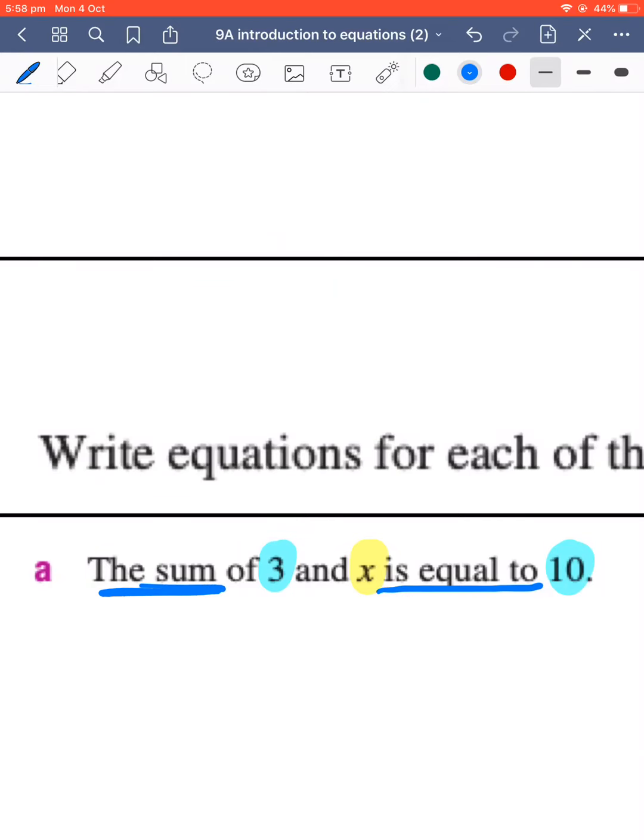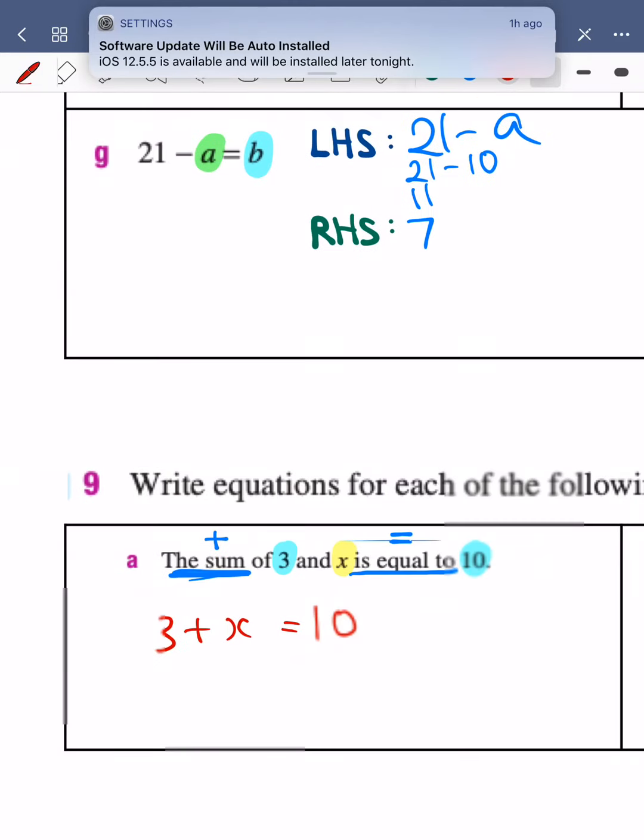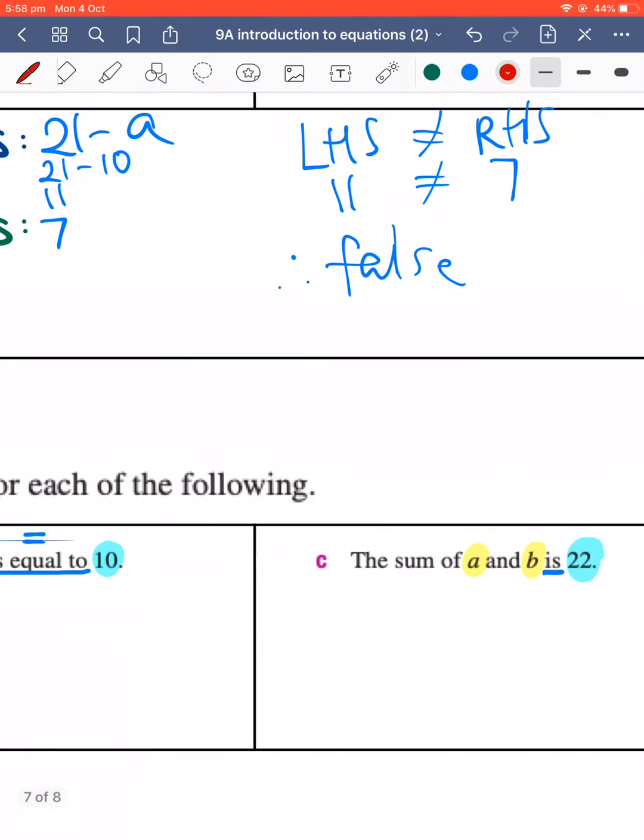So I've got here the sum. Sum means I am adding. The sum of 3 and x is equal to. So that statement, is equal to, actually means the equal sign. So I can now write my answer of 3 plus x equaling 10 for this particular one.